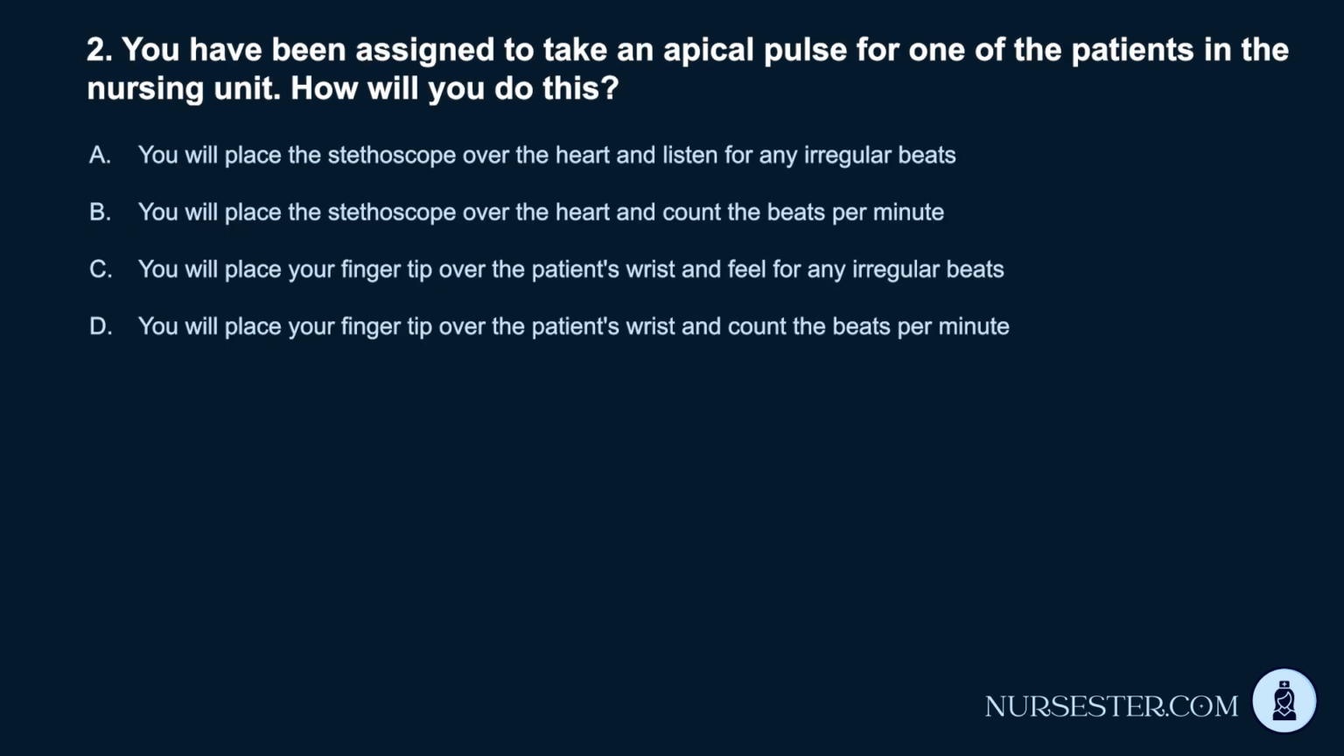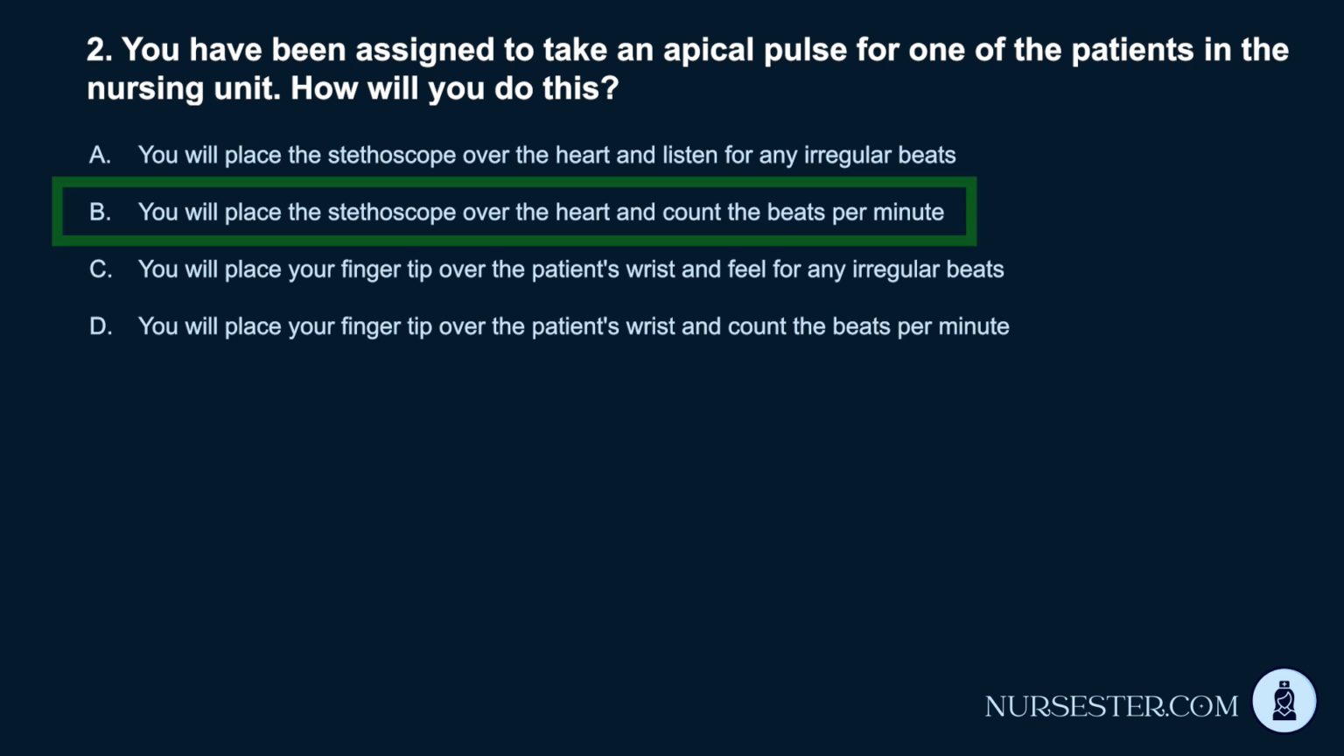2. You have been assigned to take an apical pulse for one of the patients in the nursing unit. How will you do this? A. You will place the stethoscope over the heart and listen for any irregular beats. B. You will place the stethoscope over the heart and count the beats per minute. C. You will place your fingertip over the patient's wrist and feel for any irregular beats. D. You will place your fingertip over the patient's wrist and count the beats per minute.